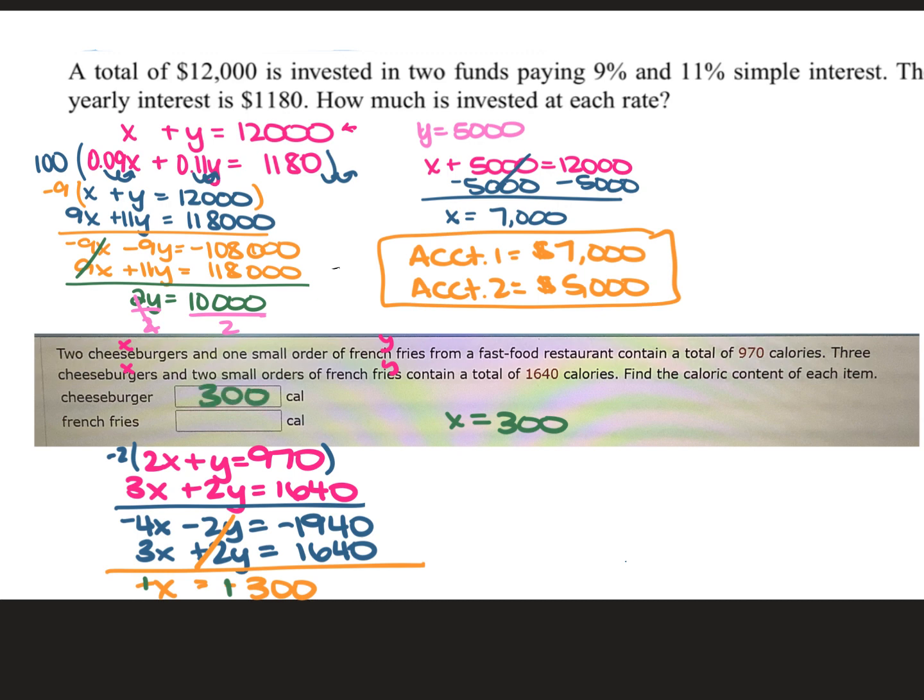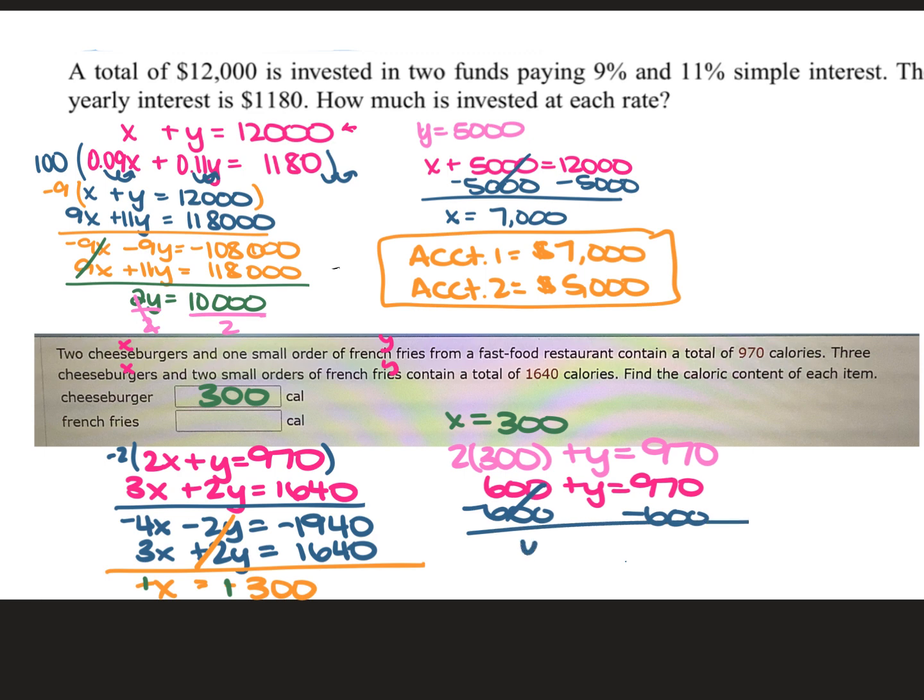From here, we're going to find out how much the fries are. So that means we're going to plug that into the top equation. It'll be the easiest to work with. So it's 2 times 300 plus y is equal to 970. That 2 times 300 is 600, plus y is equal to 970. We move that 600 over, subtracting it from both sides, and we get that y is 370. So that means the fries are 370 calories.